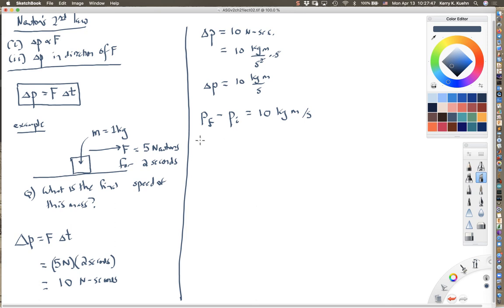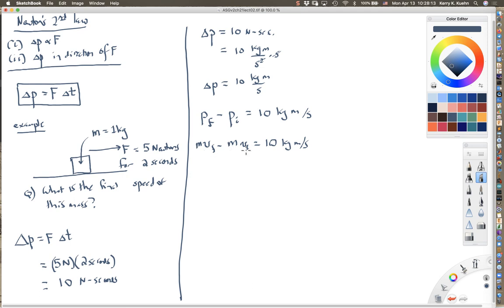And we know by the definition of momentum, the final momentum is just the mass of this object times the final velocity. And the initial momentum is its mass times its initial velocity. And that has to be 10 kilograms meters per second, right? Okay, well, we know the mass of this. We're told it's 1 kilogram.